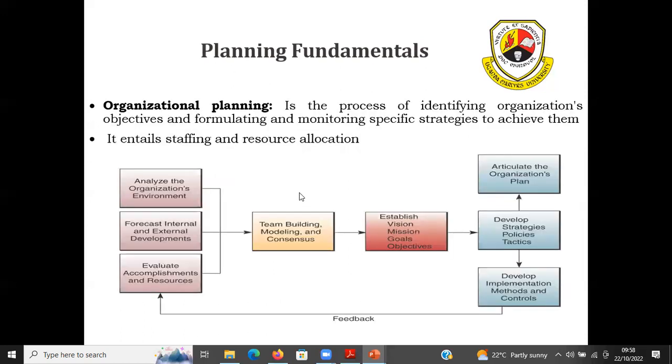So what is organizational planning? In organizational planning, we begin by analyzing the organization's environment. We look at the internal and external developments. We evaluate our accomplishments and resources.